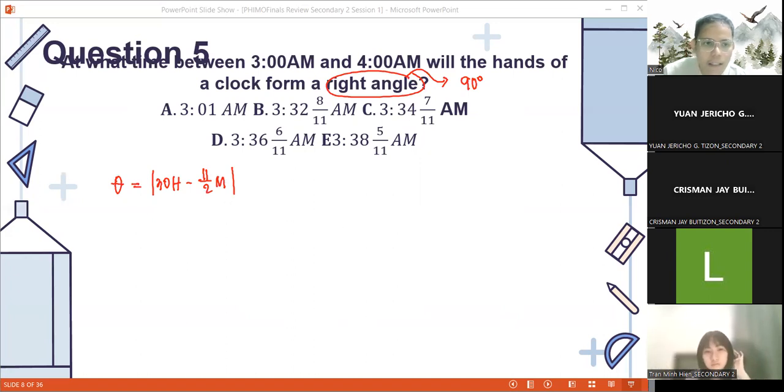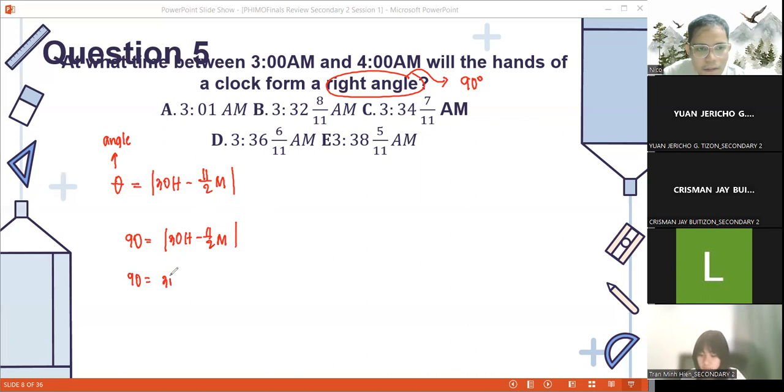So in here, this one is your angle, and the angle that we have is 90 degrees. So let's have it as 90 equals the absolute value of 30h minus 11 over 2m. Now, this is 90, and this absolute value corresponds only to a positive value, right? So this is 30 times 3, because it's 3 a.m. So this becomes 30 times 3, that's 90.